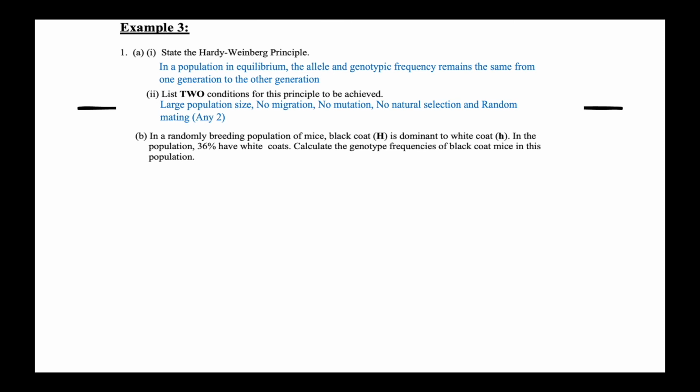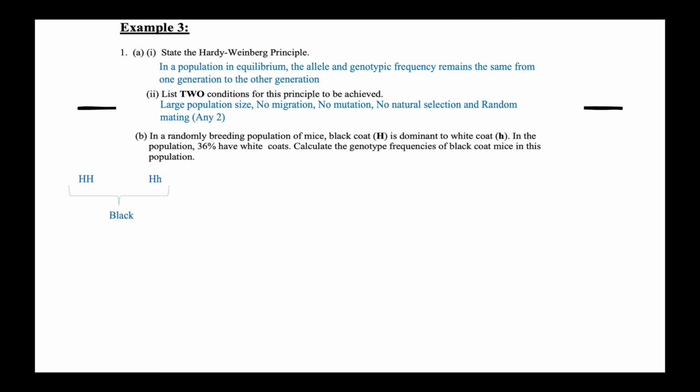In a randomly breeding population of mice, black coat is dominant to white coat. In the population, 36% have white coats. Calculate the genotype frequencies of black coat mice in this population. We know that black coat mice can either be homozygous dominant individuals or heterozygous individuals. So these are the 2 genotypic frequencies that we need to find: the frequency of homozygous dominant individuals and also the frequency of heterozygous individuals.